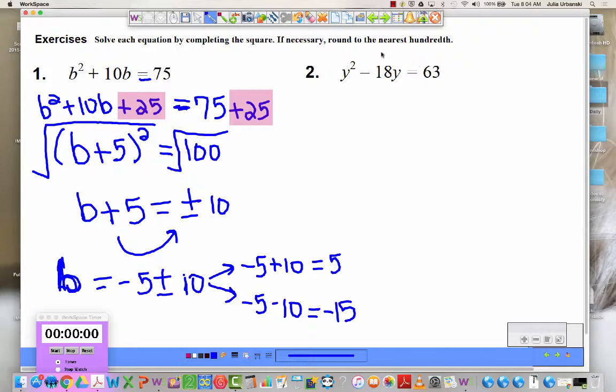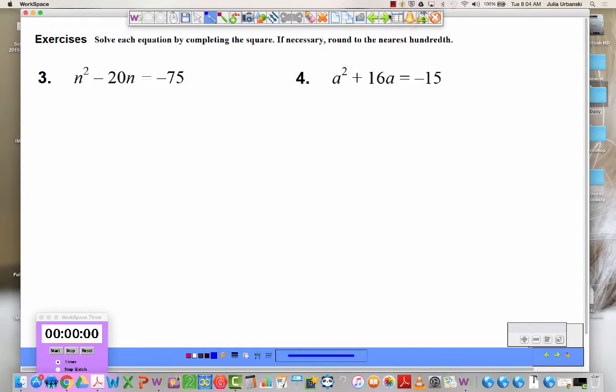Number 3, let's go down. Okay, let's go through this one step at a time again. First of all, your variables should be on the left and all your constants should be on the right, the numbers without variables. Okay, so we're going to rewrite this as n squared minus 20n, and then we're going to add something in there, and then we're going to do the same thing to both sides.